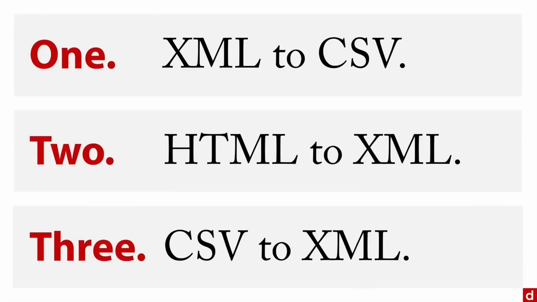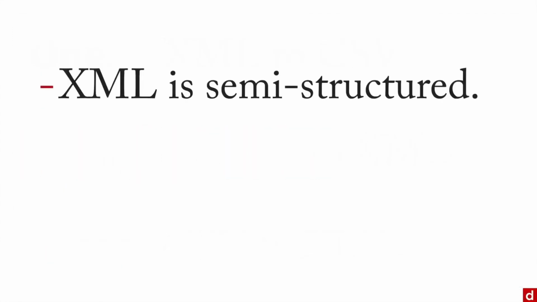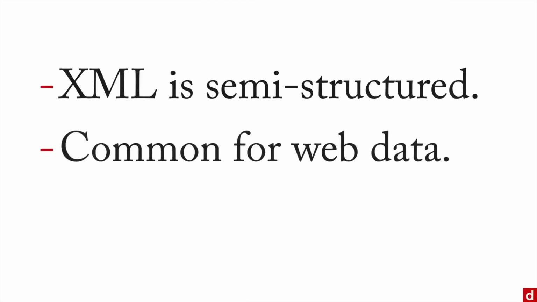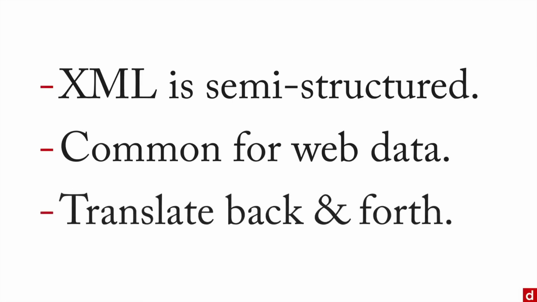So, in sum, here's what we can say. Number 1, XML is semi-structured data. What that means is it has tags to tell the computer what the piece of information is, but you can make the tags whatever you want them to be. And XML is very common for web data, and it's really easy to translate the formats XML, HTML, CSV, and so on and so forth back and forth, which gives you a lot of flexibility in manipulating data so you can get it into the format you need for your own analysis.